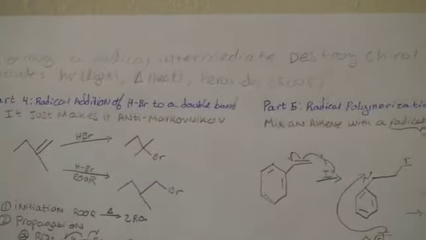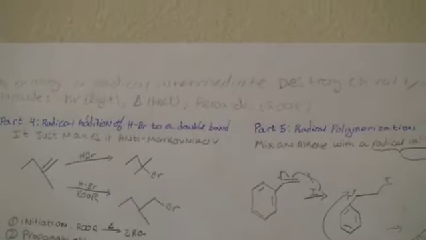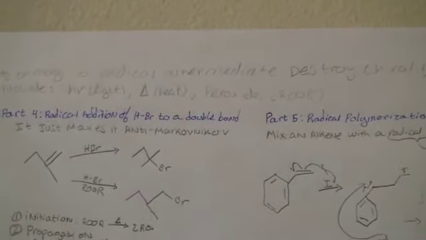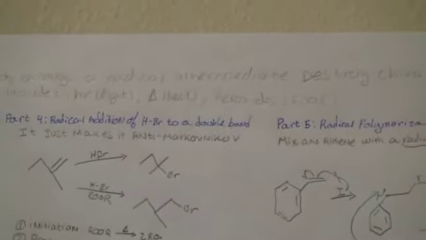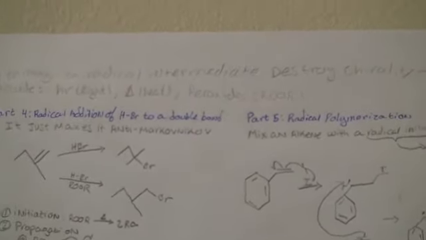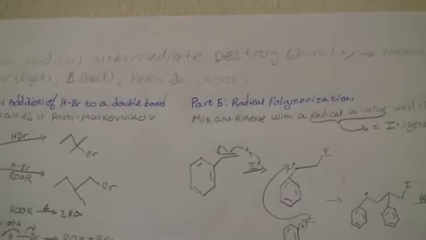those are hv, which stands for light in a certain wavelength. For most standardized tests, the exact wavelength is not important. Heat, and that's the symbol for heat, and peroxides, also written ROOR.